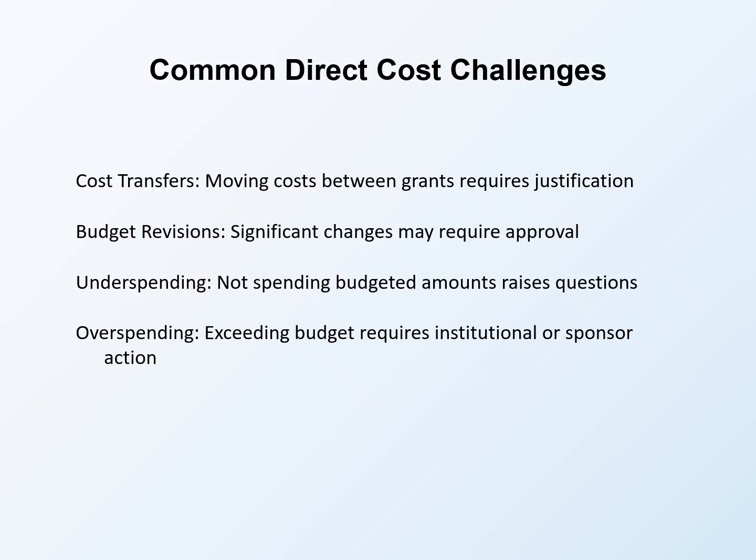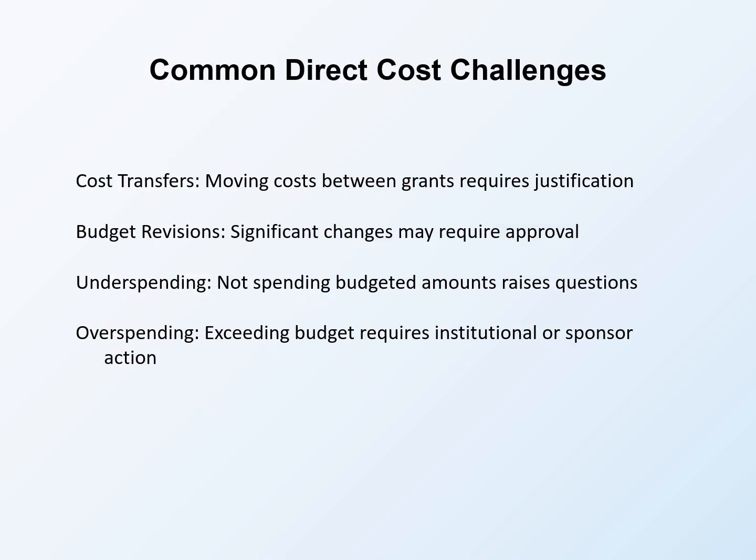Managing direct costs throughout a project involves navigating common challenges. Understanding these issues helps you handle them properly when they arise. Cost transfers, moving costs from one grant to another, require clear justification, documenting why the transfer is appropriate. Legitimate reasons include correcting posting errors or reallocating shared costs more accurately. Transferring costs simply because one grant has available funds and another does not is improper. Cost transfers late in a project attract particular scrutiny.